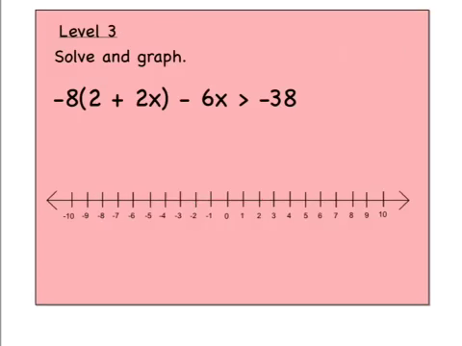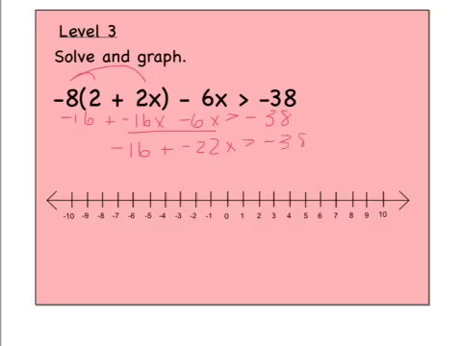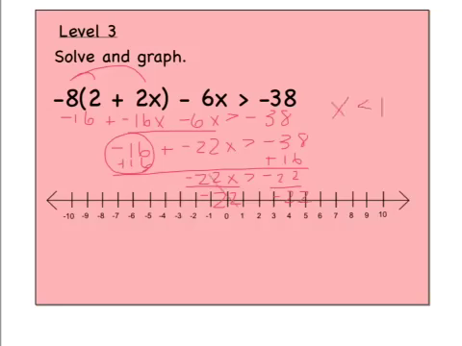This one, we've got multiple steps here. We're going to have to distribute and then combine like terms before solving the inequality. So we'll get negative 16 plus negative 16x minus 6x is greater than negative 38. I'm going to combine my like terms. I've got negative 16 plus negative 22x is greater than negative 38. Add 16 to both sides. We get negative 22x is greater than negative 22. Divide by negative 22. Since we're dividing by a negative, we have to switch our sign, so x is less than 1.